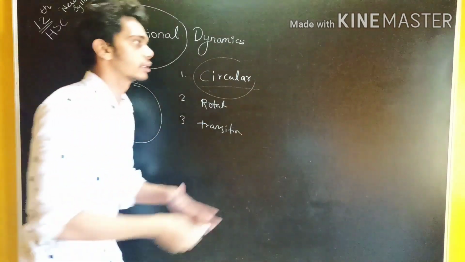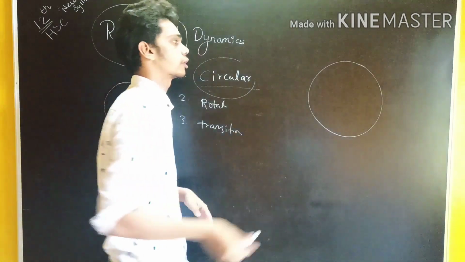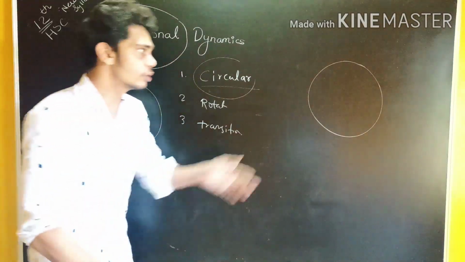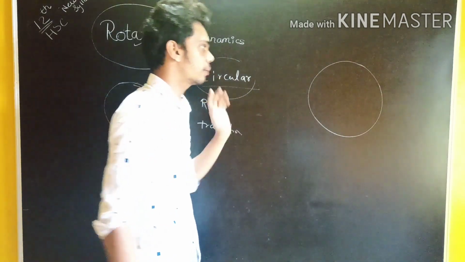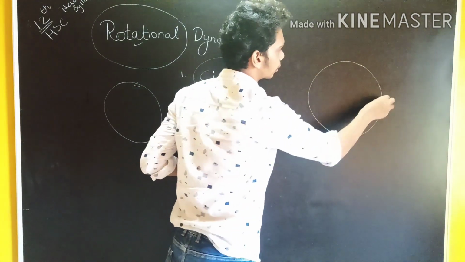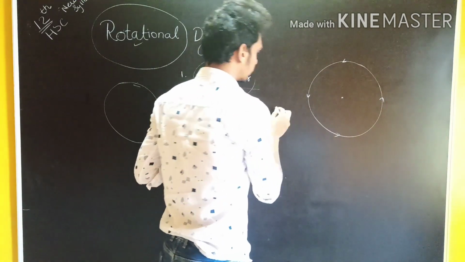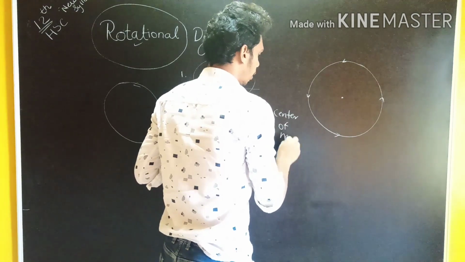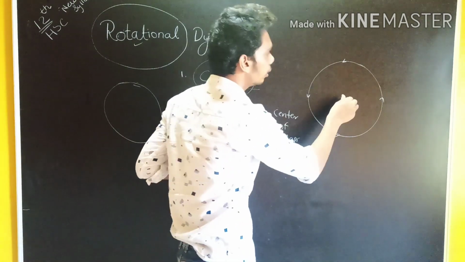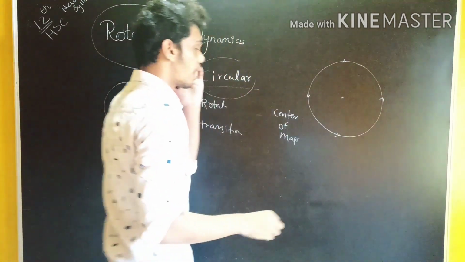Suppose the object is moving in a uniform circular motion or a non-uniform circular motion. When we talk about uniform circular motion, what comes to our mind? The speed of that object should be the same. Suppose the object moves from here to here. This is the center, also called the center of mass. What is the center of mass? The whole body weight is concentrated at one point, and that is called the center of mass.